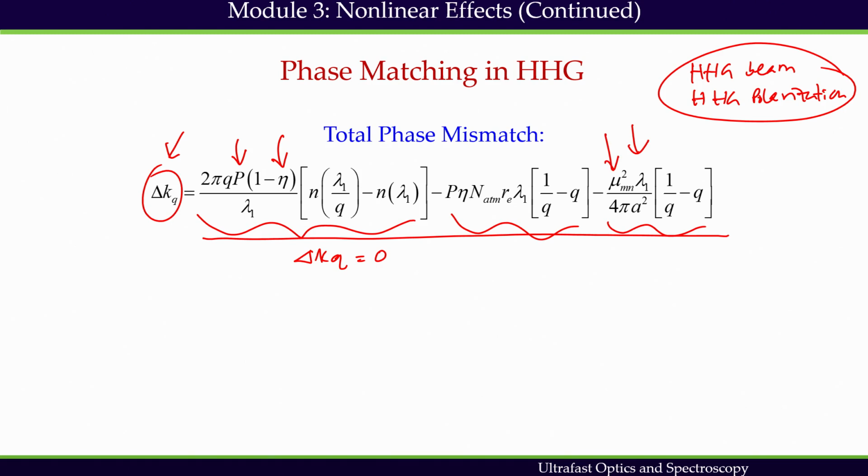Let us now take a closer look at these factors which contribute to the phase mismatch, because the harmonic yield is severely affected by phase mismatch. The first term in this equation arises due to phase mismatch caused by neutral gas dispersion. So this part is neutral gas dispersion.